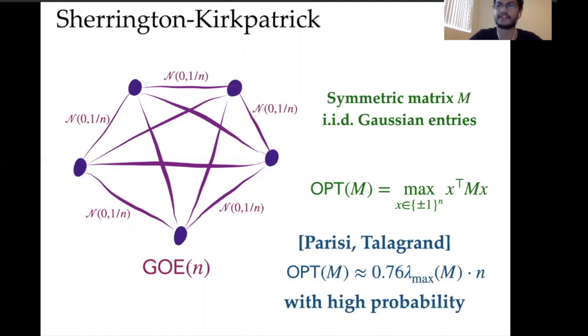So it turns out that this quantity, opt of M, is actually an extremely well-studied quantity. And the exact value of this quantity was predicted by Parisi to be something like 3/4 times the maximum eigenvalue of this matrix. And eventually this prediction was rigorously proven by Talagrand.